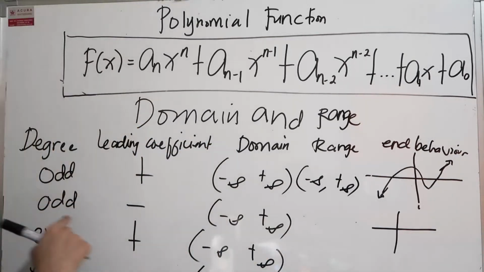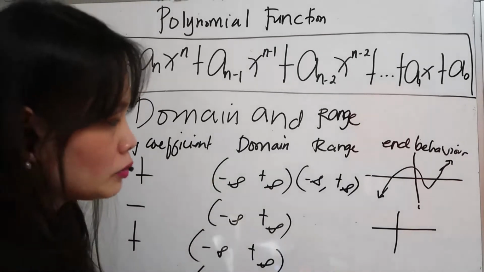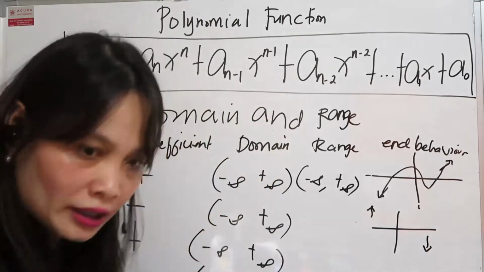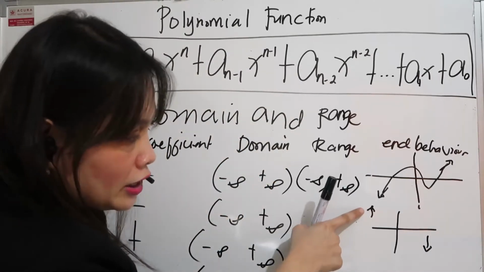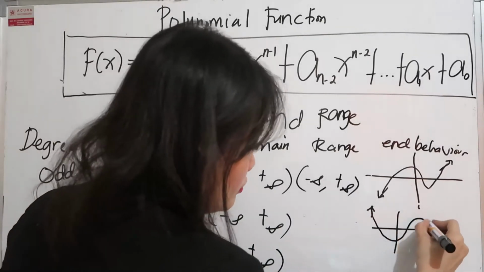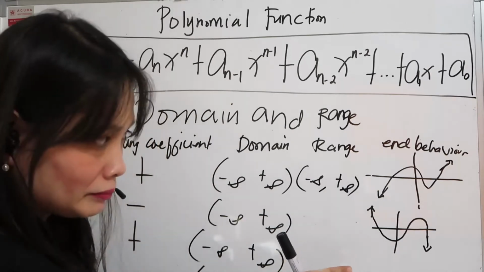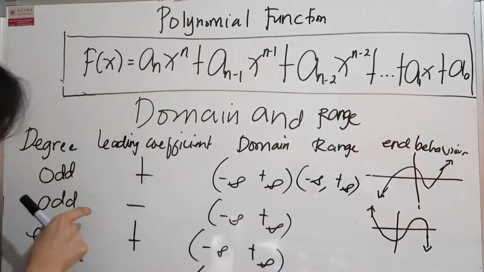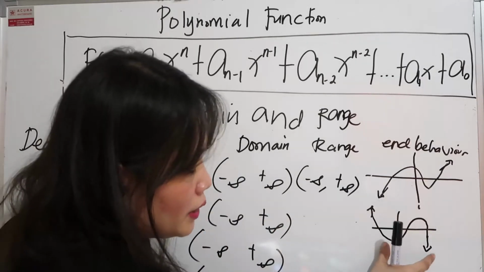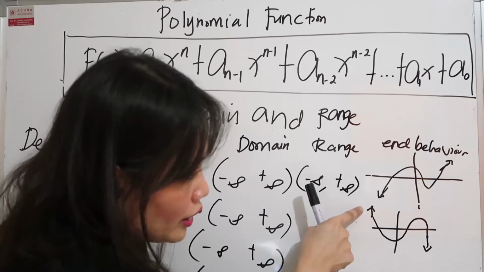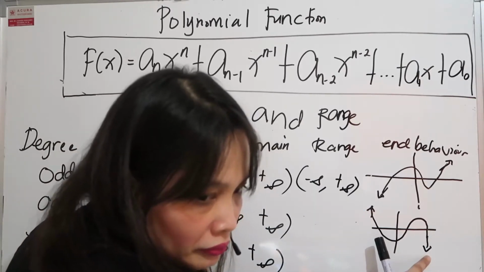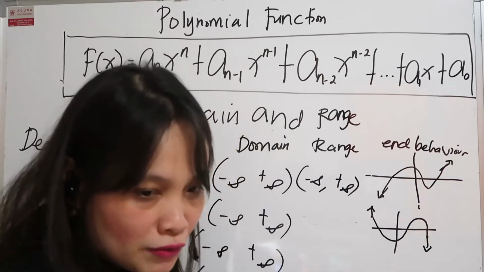Okay? So if it is odd, negative, the starting point will be the second quadrant and then the ending point will be on the fourth quadrant. So like this. So like that. Okay? So again, if the degree is odd and then the leading coefficient is negative, the end behavior will be from the second quadrant, that's the starting point, going to the fourth quadrant. Okay? So this is the end behavior.